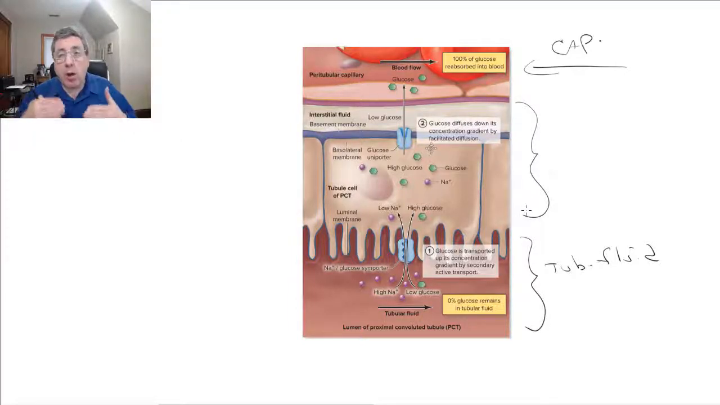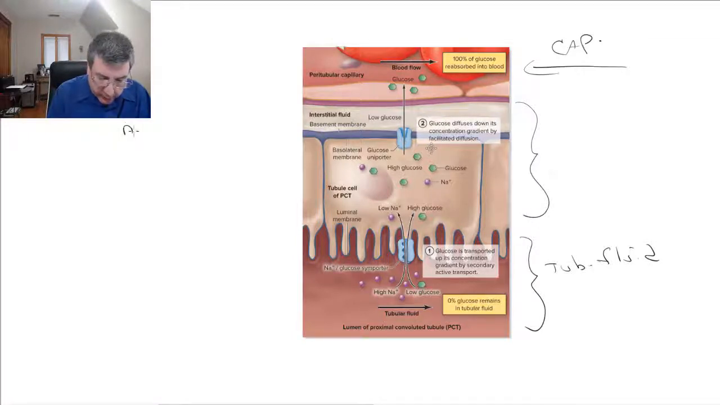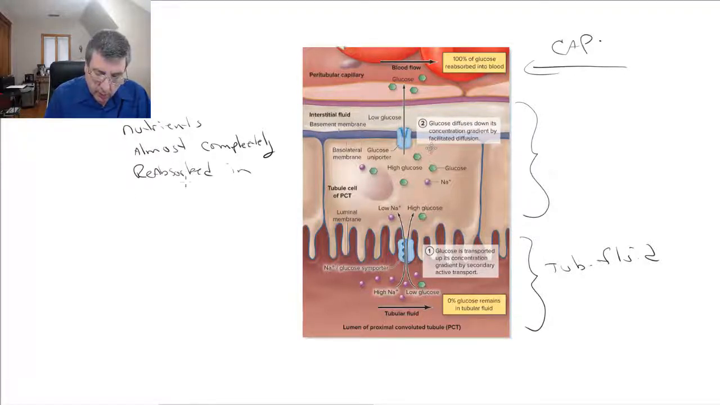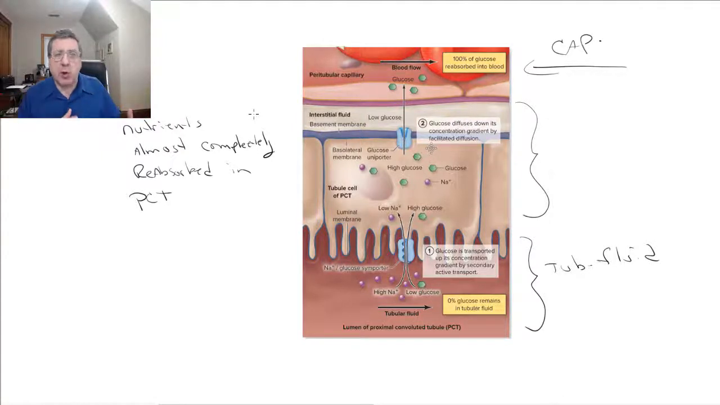Just about all of the nutrients are going to be reabsorbed in the proximal convoluted tubule. So nutrients, almost completely reabsorbed in the PCT. So that's what we're looking at. Nutrients, this is going to be in the proximal convoluted tubule.